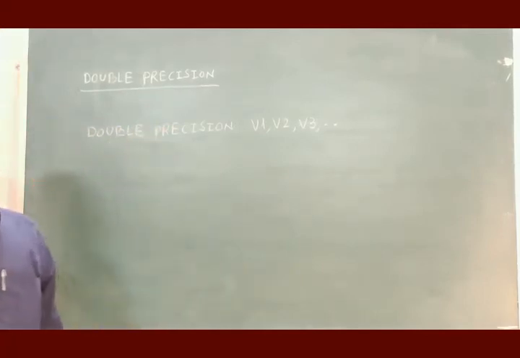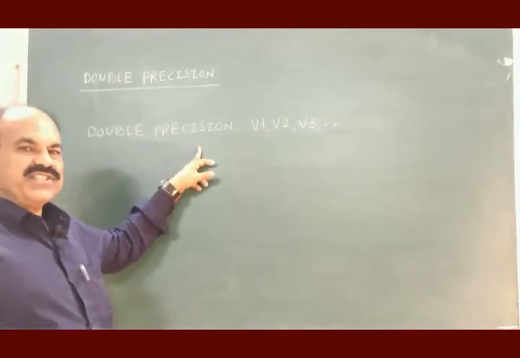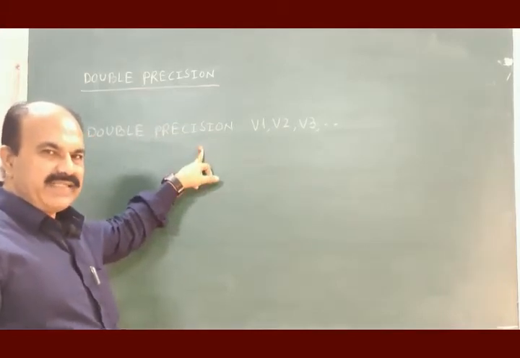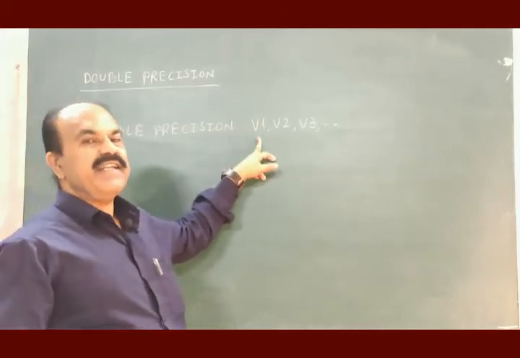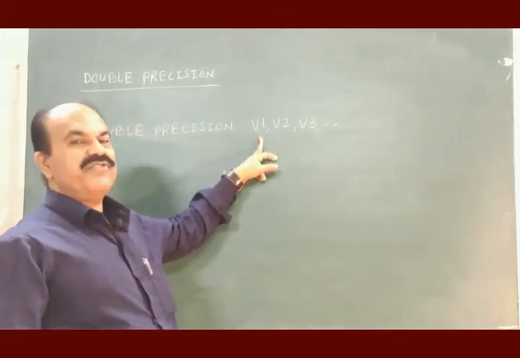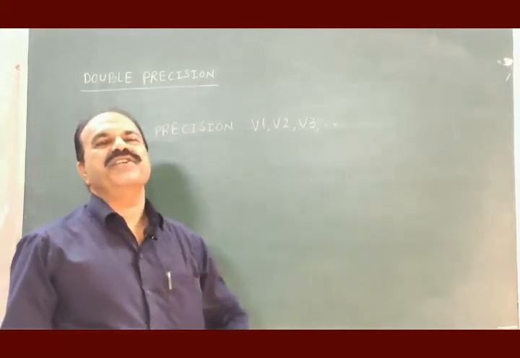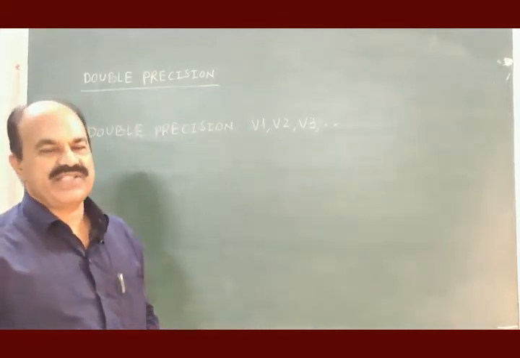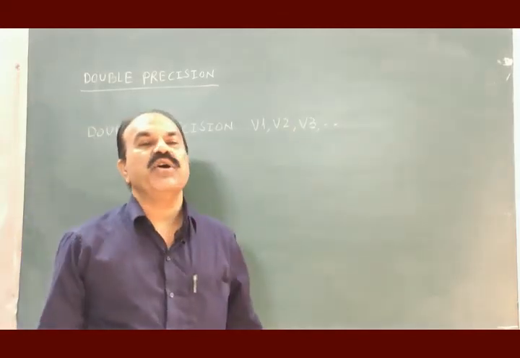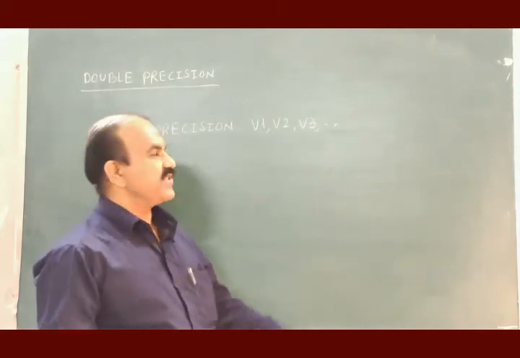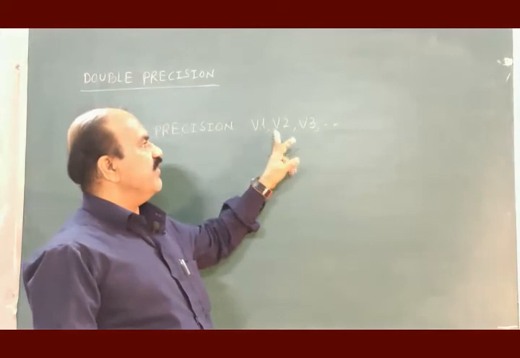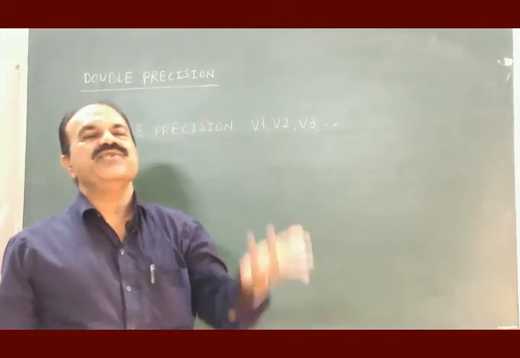This is the syntax or general form of the double precision statement. Double precision is the Fortran statement for double precision real constant. These are the variables: a list of double precision variables separated by commas, v1, v2, v3 and so on.